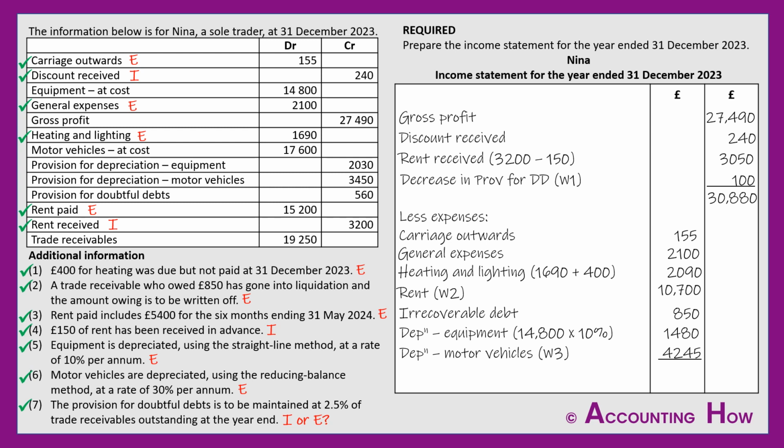So all that's left to do then is do some totaling. So I'm going to add up all of her expenses and they come to £21,620. And then I'm just simply going to take that figure away from the 30,880, the gross profit plus the other incomes. And it's looking good for Nina because it looks like she's made a bit of profit after all that. And her profit for the year is £9,260. And then there is my income statement complete for Nina.